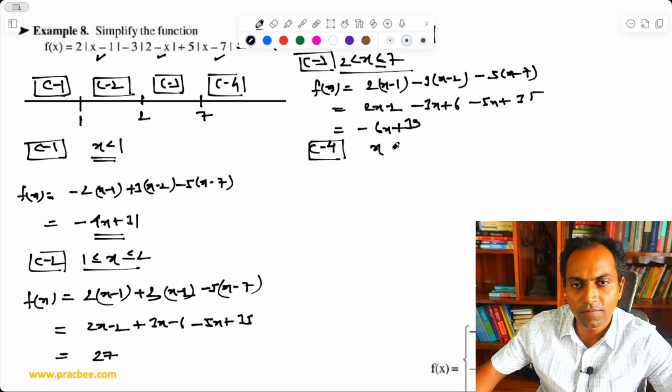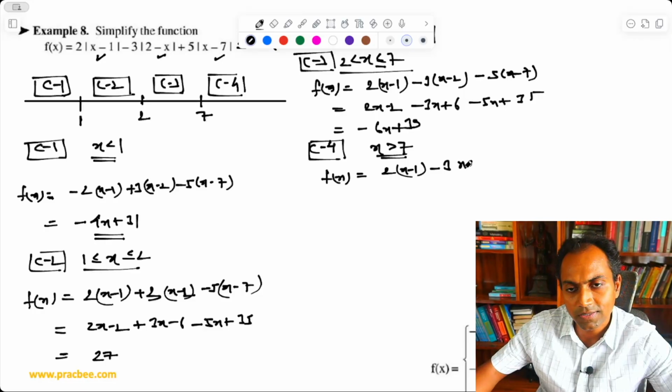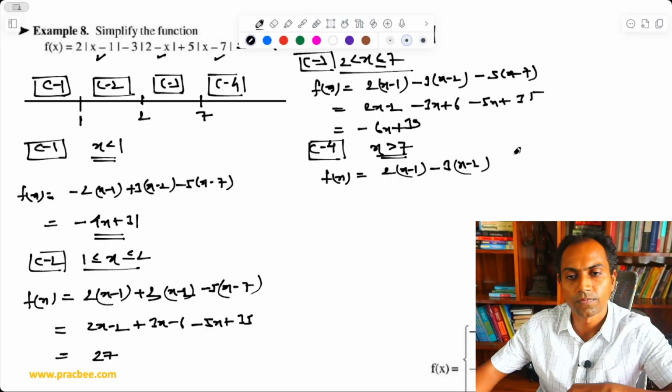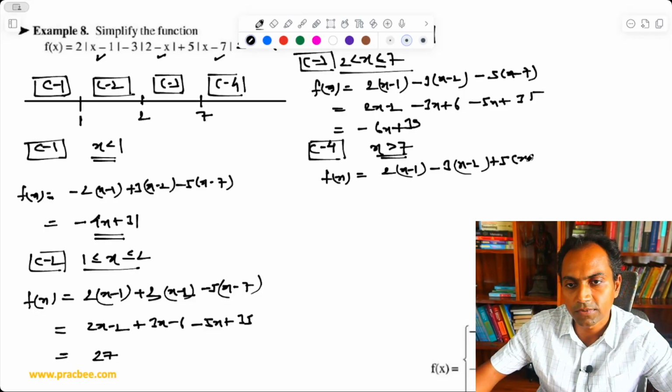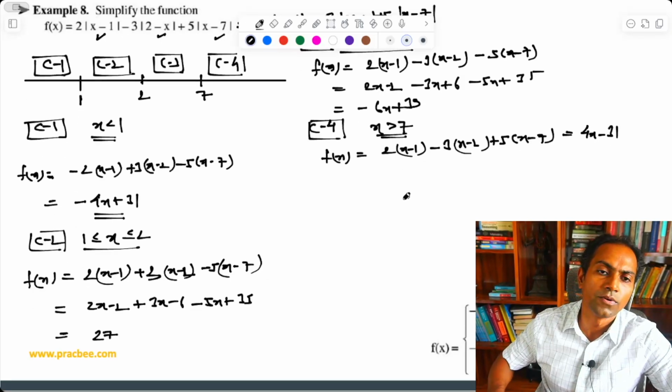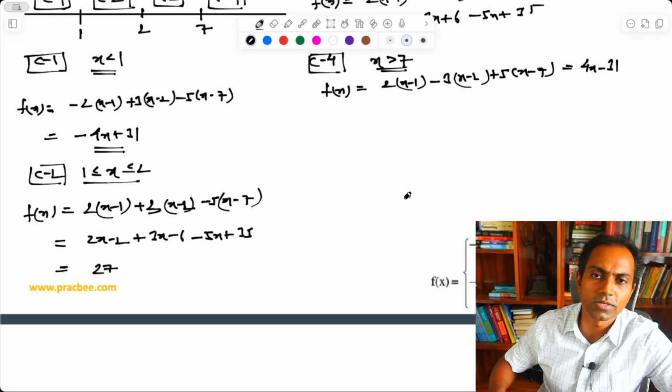I will consider the values of x greater than 7. In this case, the function is fine, everything will open with a plus sign. So 2 times x minus 1 minus 3 times x minus 2 and plus 5 times x minus 7 would come. This will ultimately simplify into 4x minus 31. You can check it out. So, you have got answers from all the 4 cases.